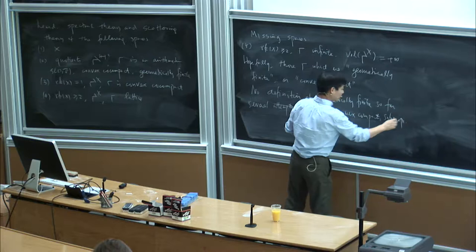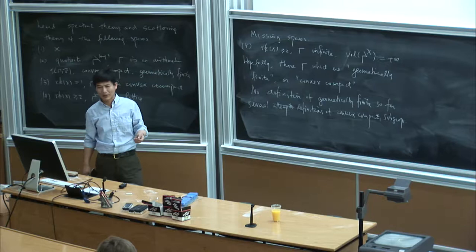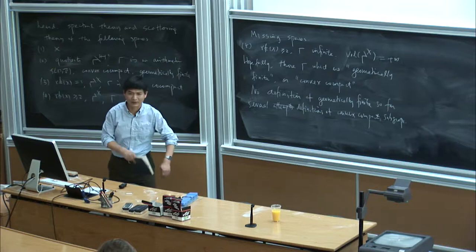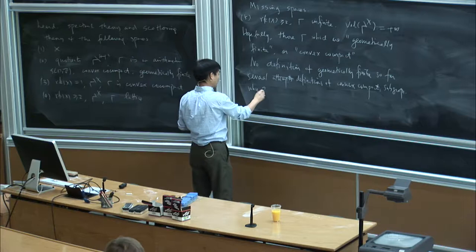So this will be the main body of my talk. I want to explain to you what are some of the generalizations of convex cocompact in higher rank. Then I want to raise some questions about the geometry and analysis. Actually, it's fairly complicated. What do we mean by convex cocompact? Now, before I do that, let me tell you some motivation. Why do we want to study these spaces?